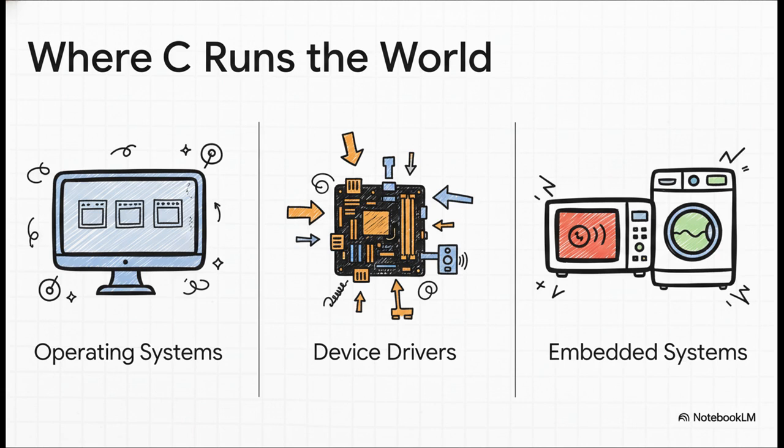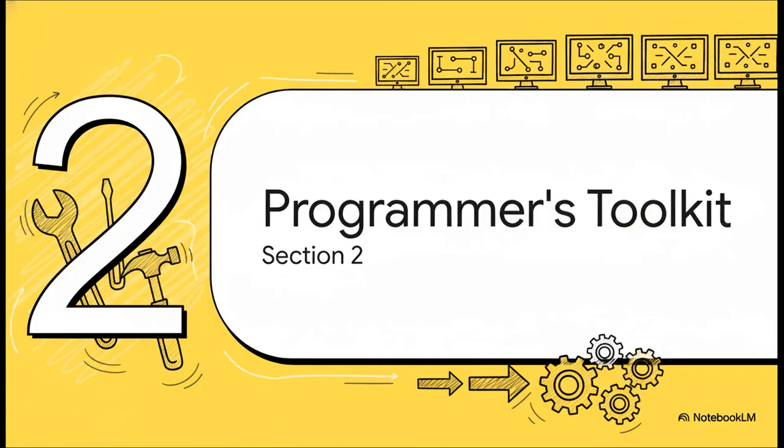So why? Why C in these places? It all comes down to one thing: raw, unadulterated performance and speed. For these critical jobs, that speed isn't just a nice to have, it's absolutely essential. Okay, so how does C pull this off? How does it get that power? Well, it's all about its programmer's toolkit. It's simple, but man, is it effective. Let's take a look at the core pieces.